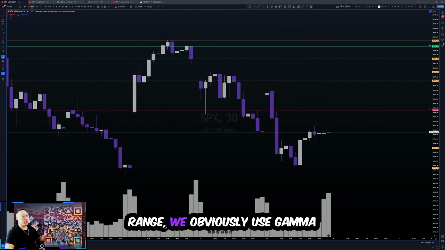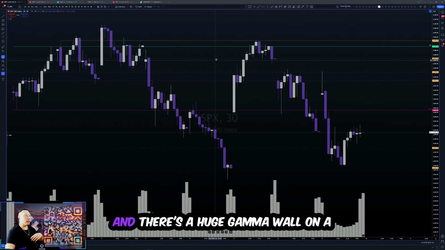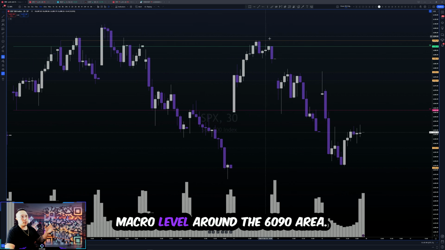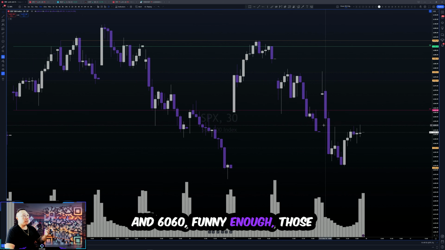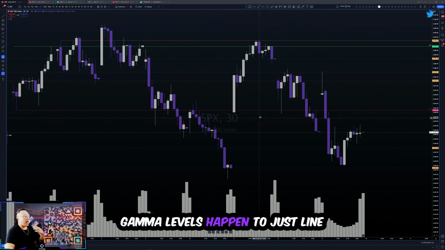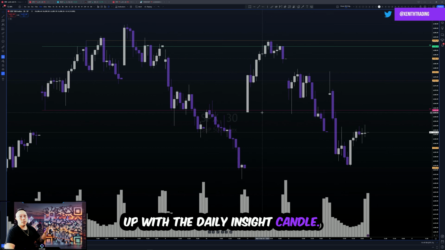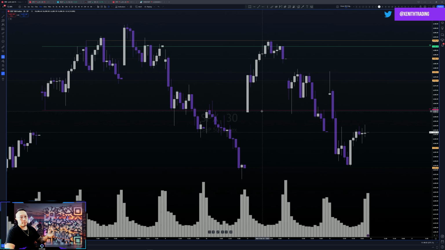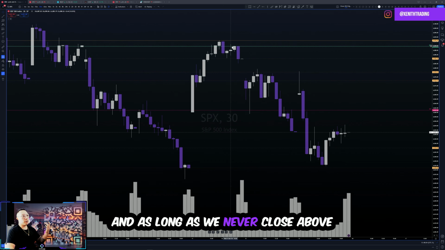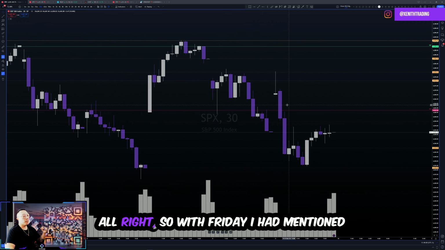Now, throughout this entire range, we obviously use gamma levels as confluence as well, and there's a huge gamma wall on a macro level around the 6090 area, okay, and 6060. Funny enough, those gamma levels happen to just line up with the daily inside candle. So again, the market makers and dealers are looking at the exact same thing, okay? And as long as we never close above this, it also lined up with the gamma, all right?